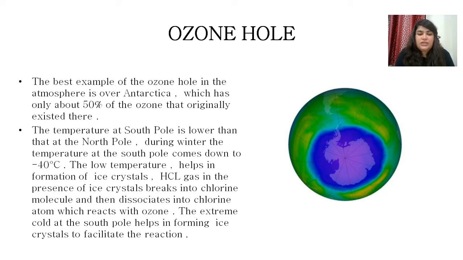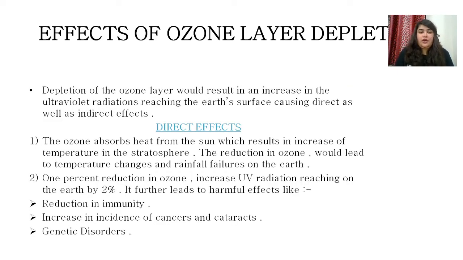During winter, the temperature at the South Pole comes down to minus 40 degrees Celsius. The low temperature helps in the formation of ice crystals. HCl gas in the presence of ice crystals breaks into chlorine molecules, which then dissociate into chlorine atoms that react with ozone. The extreme cold at the South Pole helps in forming ice crystals to facilitate the reaction, right? So that is one of the important things that happens here. Now talking about the effects of ozone layer depletion: what will the depletion of the ozone layer do?